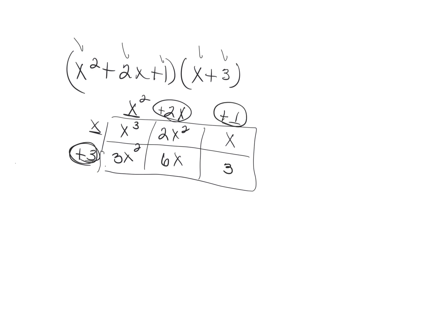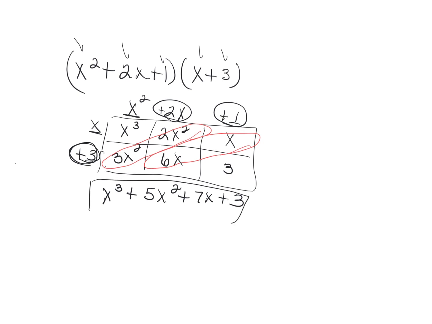And this time you just have to go across the diagonal more than once, and you're going to combine your like terms. First, there's only one x cubed term, so you write that down, x cubed. 3x squared and 2x squared is 5x squared. 6x and x is 7x, plus 3. And that's your answer.